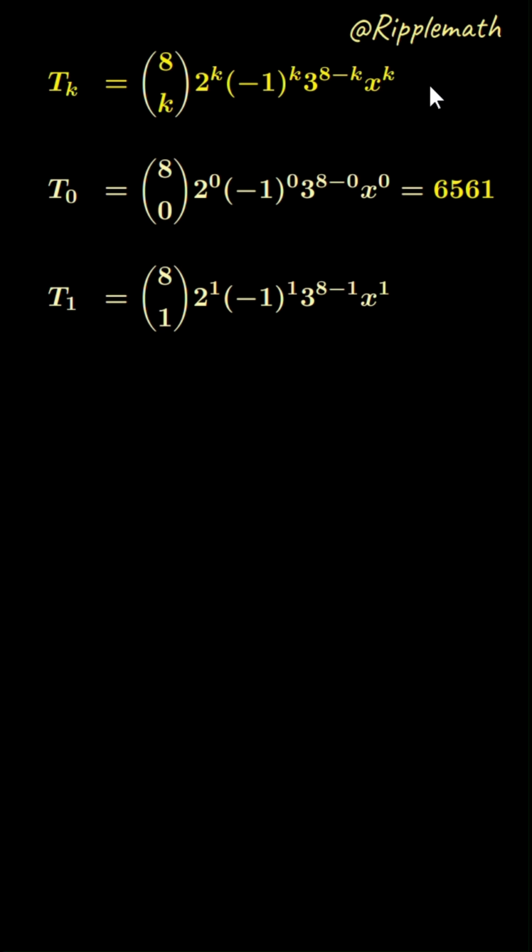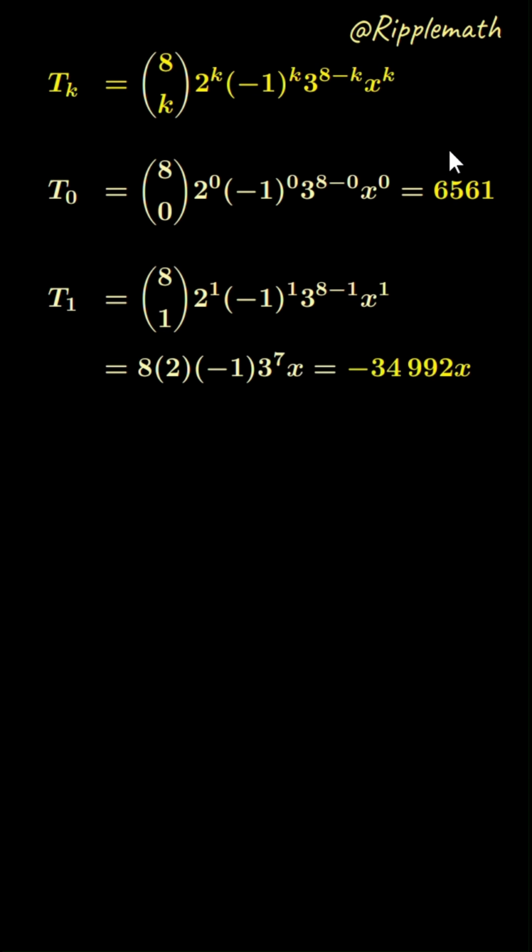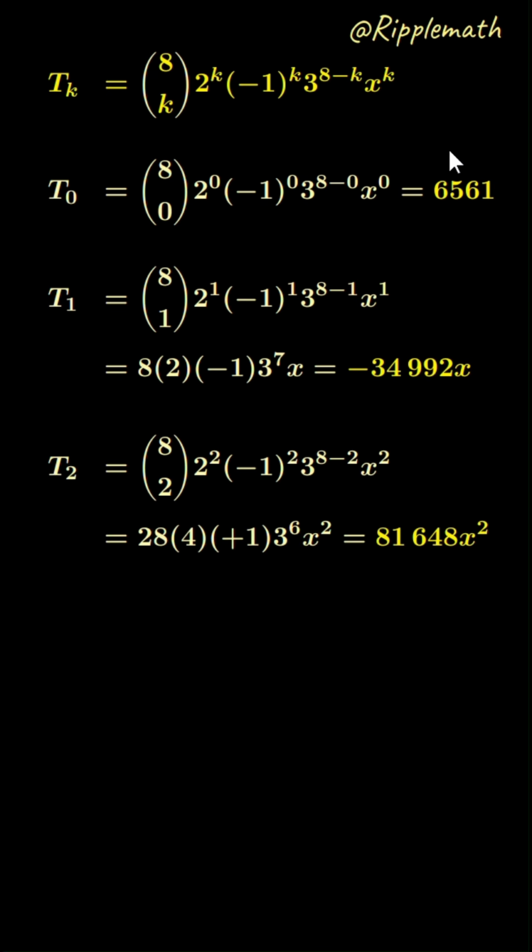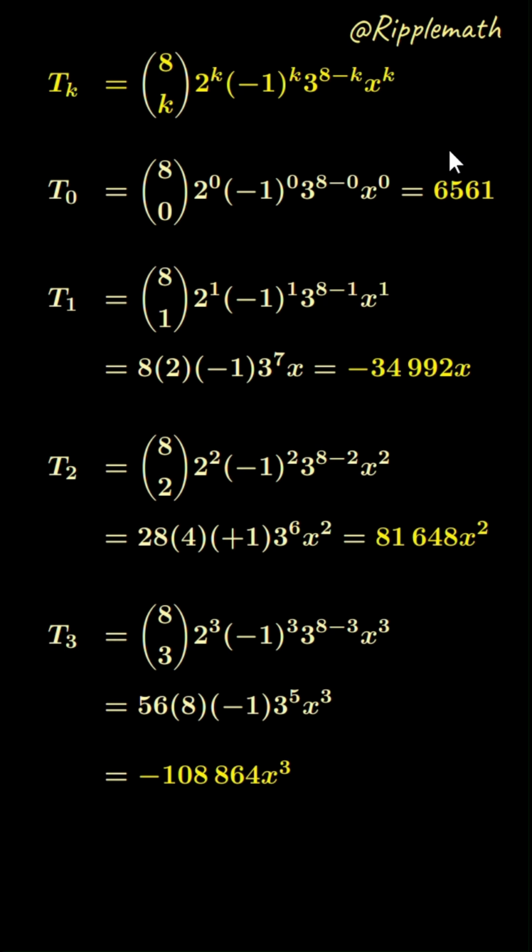That's the constant term. k equals 1, so 8 choose 1, 2 to the 1. Minus 1 to the 1 is minus 1, and so on. So you just plug all the numbers in, calculate away. Same with k equals 2, plug everything in. I won't go through everything, but you can see what's going on, right?